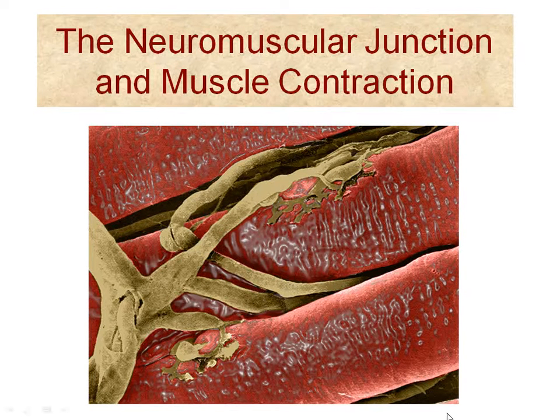So we're going to begin by talking about the neuromuscular junction. The neuromuscular junction is that place where the neuron meets the muscle. So if you look at this picture, and I think it's a very beautiful picture, you can see you've got muscle fibers. Okay, so each one of these pink-red structures is a muscle fiber. And then the brown structure coming here is the axon of a motor neuron coming out to form a neuromuscular junction with that muscle cell.